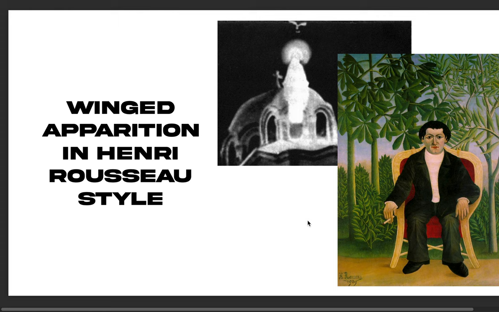A Marian apparition, of course. Apparitions of the Virgin Mary, they're a big deal in many Catholic countries. They're also a big deal in Egypt. There's something called a Zaytun apparition. This kind of ghost appeared in the dome of a church. It's just scary. So let's see what Midjourney gave me.